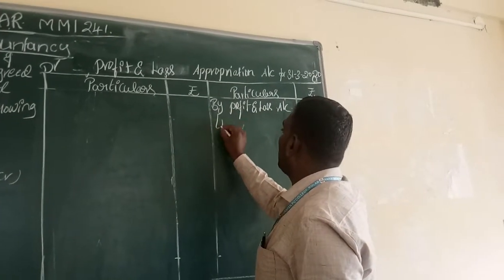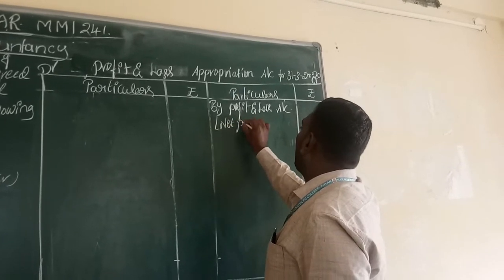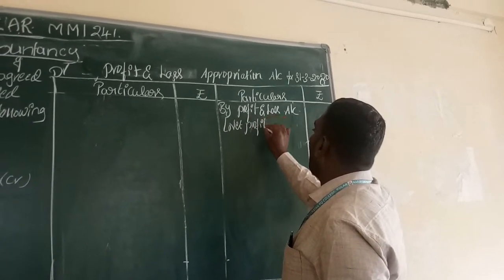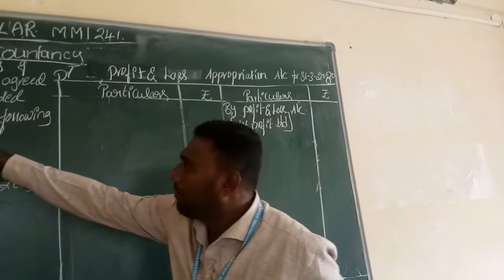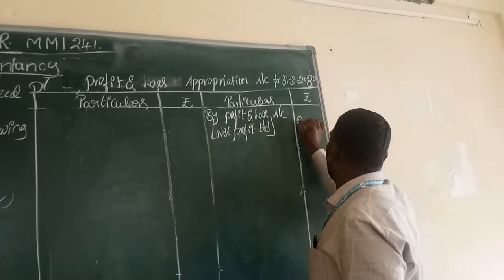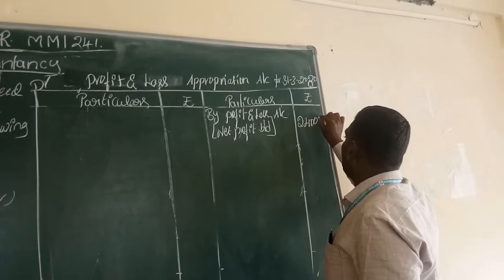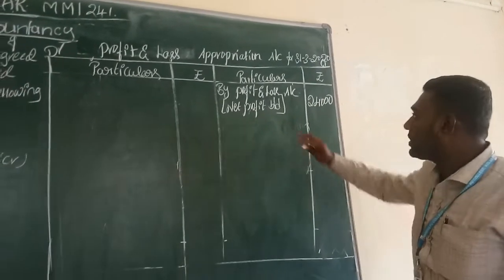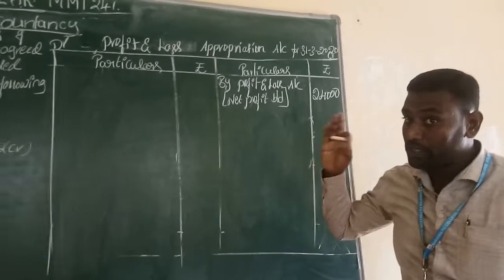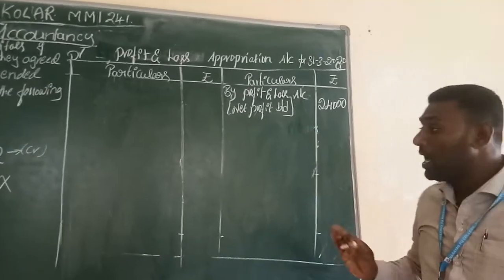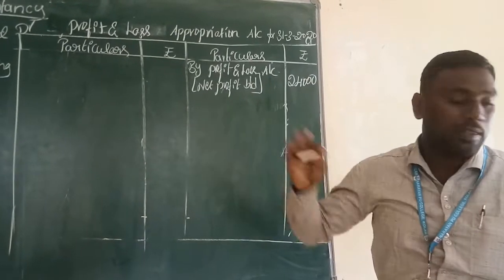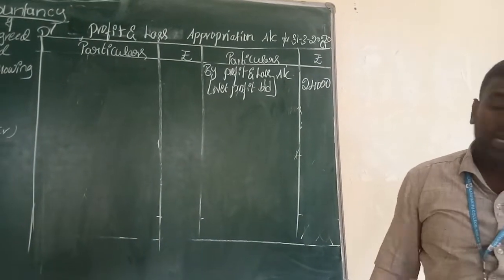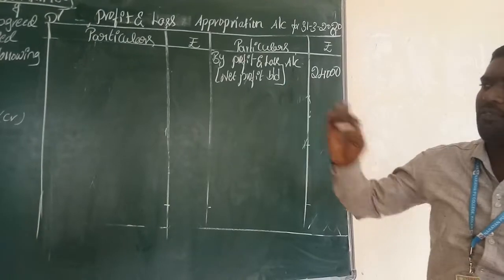In bracket, mention net profit brought down, which is available in our question, that is 24,000. They are given. This is the opening balance which is affected to our account. First we have to write down the opening balance, and the remaining things we should calculate based on the adjustments only. So here we have to read each and every adjustment.